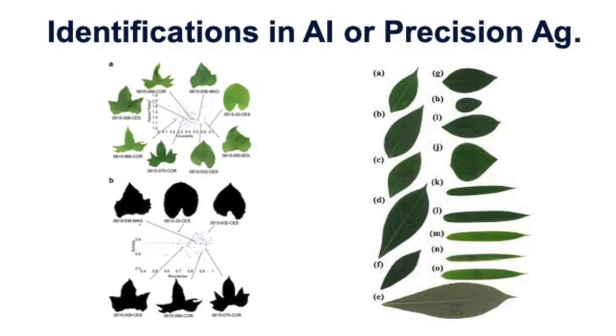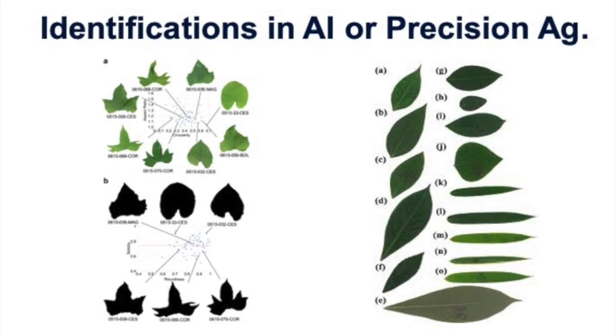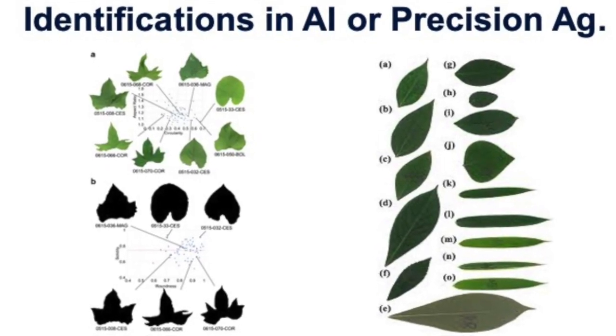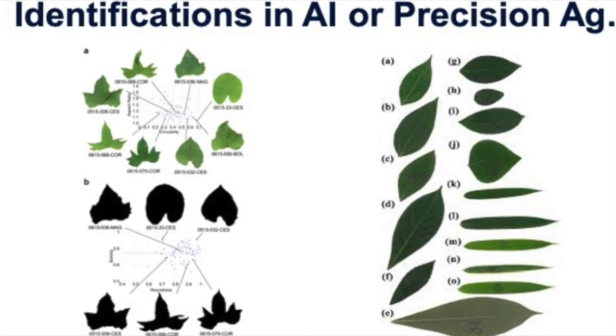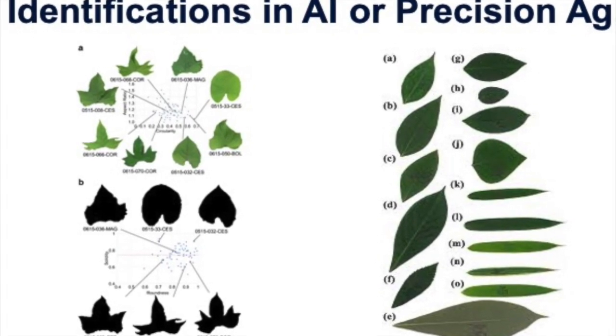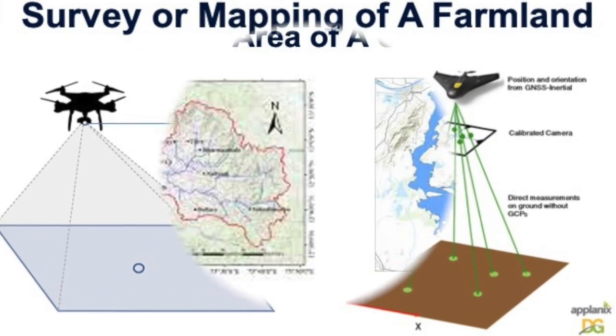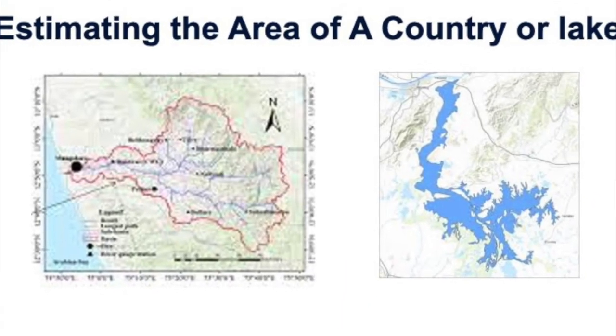Actually, this method of measuring irregular areas can also be used for AI applications in precision agriculture, such as identification of different plant leaves, surveying, mapping, or many other applications.